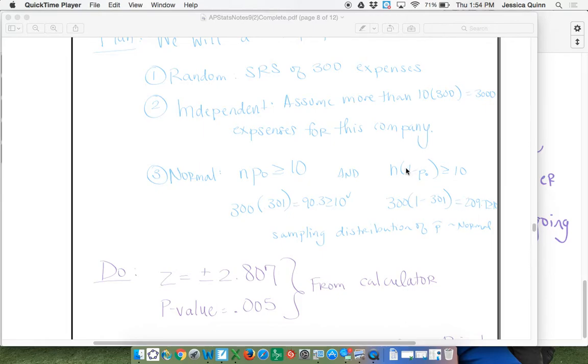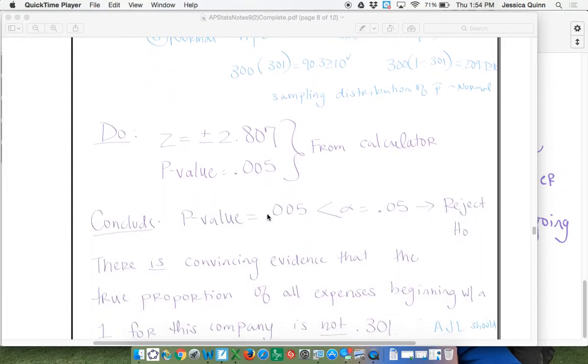Okay, so remember, when we're checking for the normal condition, we want to make sure that we use the claim values as opposed to the p hat, even though that tells us then that the sampling distribution of p hat would be normal.